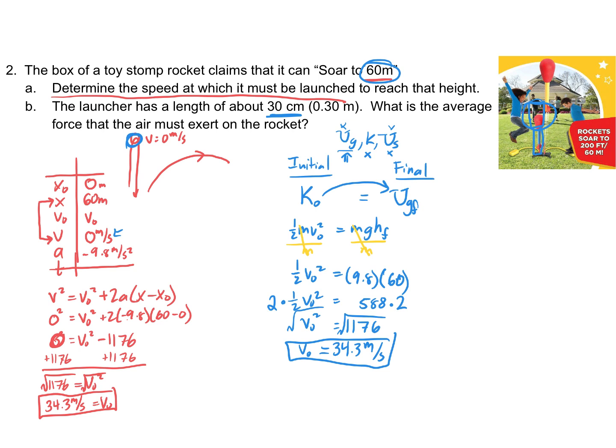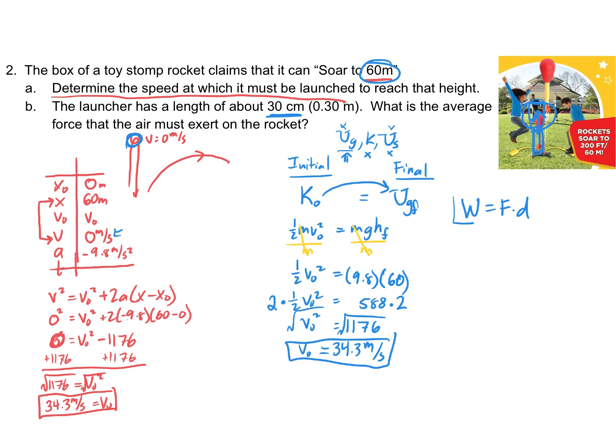Now, part B says the launcher has a length of about 30 centimeters and asks what is the average force that the air must exert on the rocket. So remember, it's starting on the launcher, and the launcher is causing it to gain energy because it started at rest. At the very beginning, it was at rest. It didn't have kinetic energy, it didn't have gravitational energy, it didn't have any kind of energy. And so we're getting that external force, that outside force of the launcher pushing up on the rocket. And that force, we talked about, work is equal to force times distance.